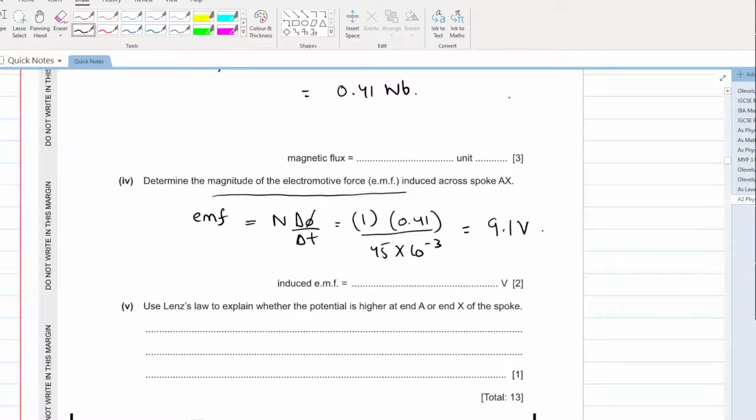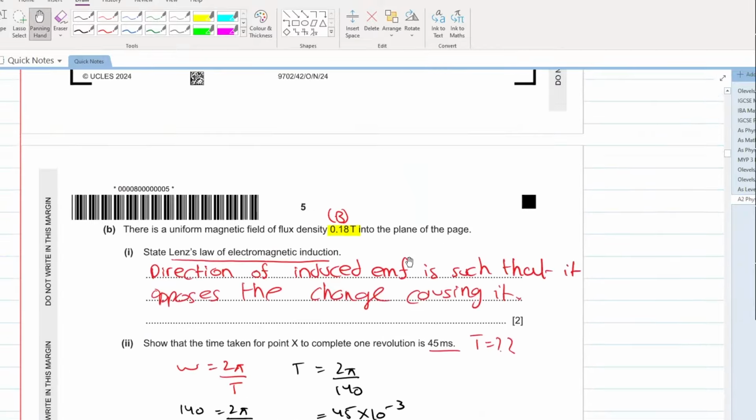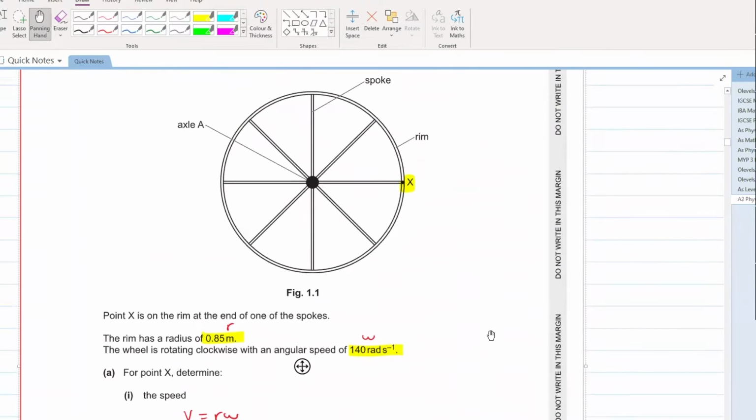Here I will explain Lenz's law in great detail. Just focus on the board, okay? You have to use Lenz's law to explain whether the potential is higher at end A or end X of this spoke, okay? बेटा आपने Lenz's law use करना है and you have to tell whether the potential difference is higher at point A or at point X.